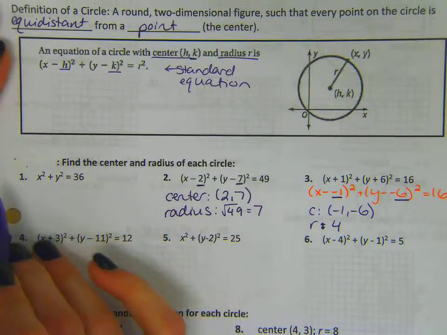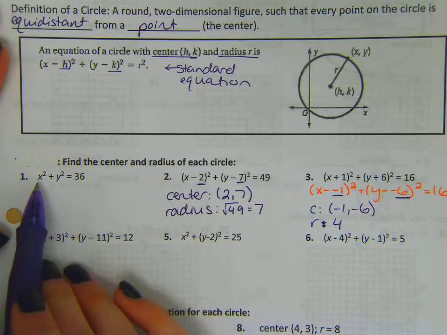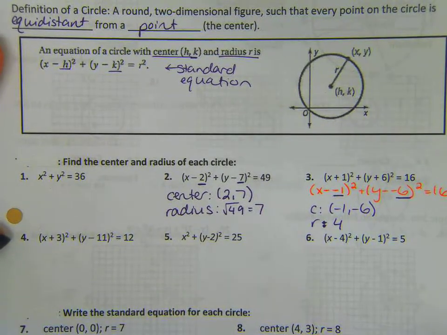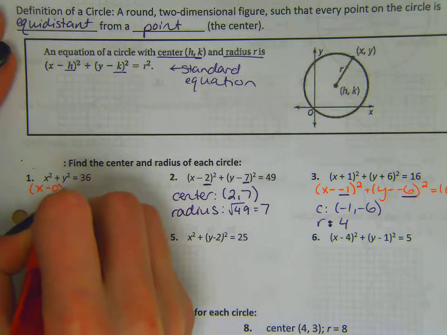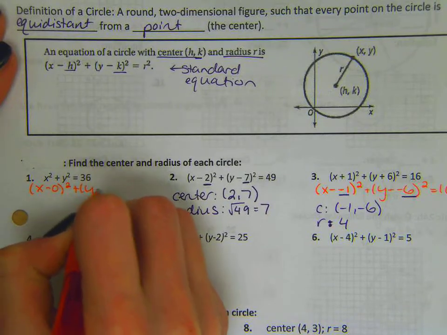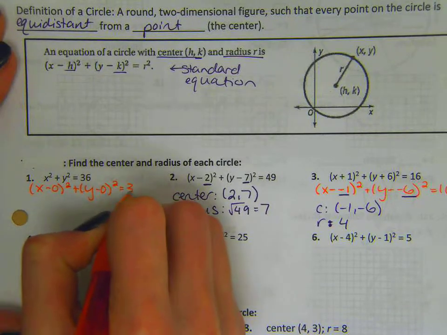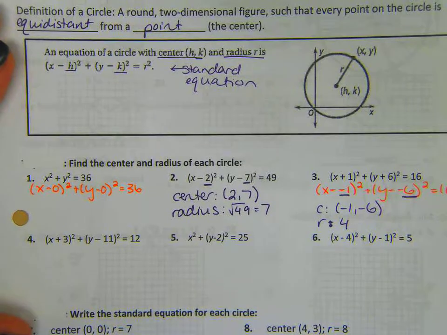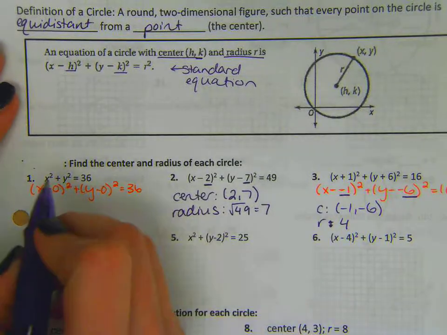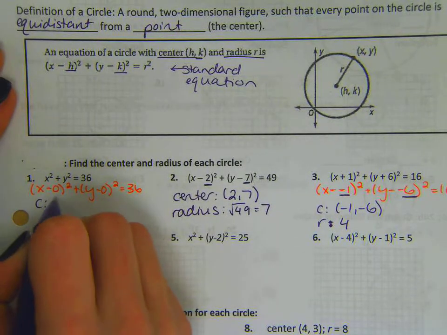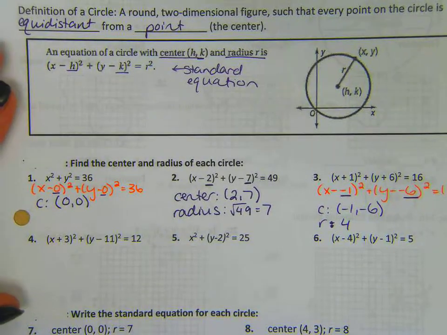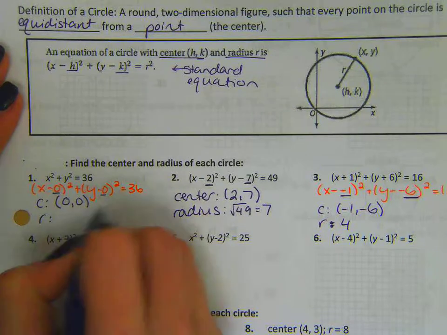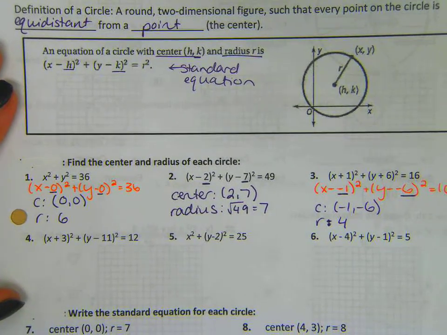Number 1 is different from the other two now in that we don't have any value that we're adding or subtracting. Well, if we're subtracting nothing, I can rewrite this as x minus 0 squared plus y minus 0 squared, because if I'm not subtracting anything, well, aren't I subtracting nothing? Nothing would be 0. So what I end up seeing is my center is 0 comma 0. 0 comma 0 is the origin. And then the radius 6 is 6.